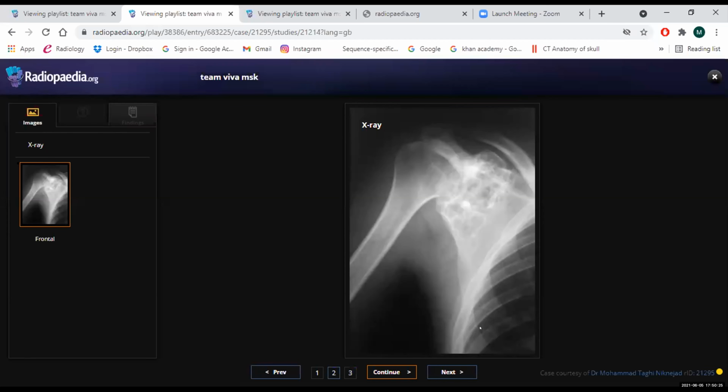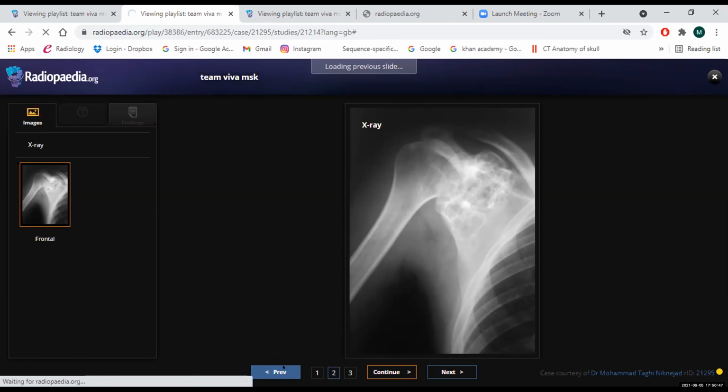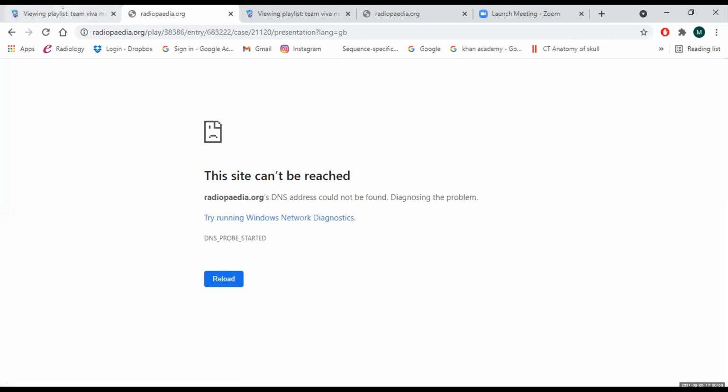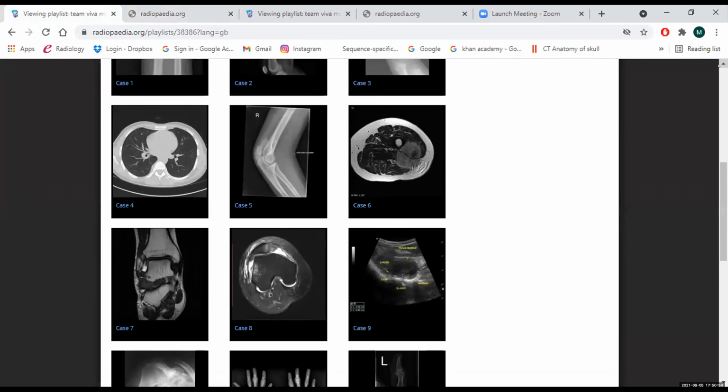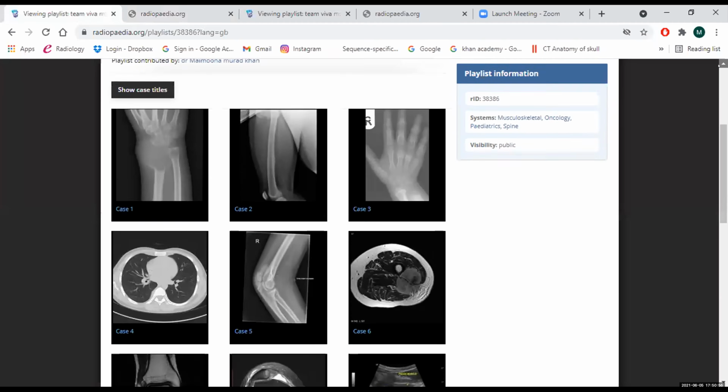Okay. The final diagnosis of this case was chondroblastoma, but your differentials were fine. It can be a giant cell tumor, and also ABC in a skeletally immature patient. Okay. Rest of your diagnoses were all fine. You did well in all your cases.